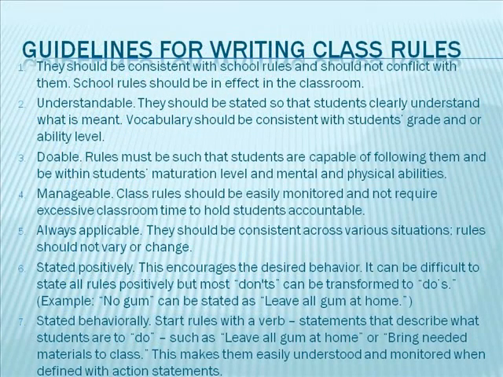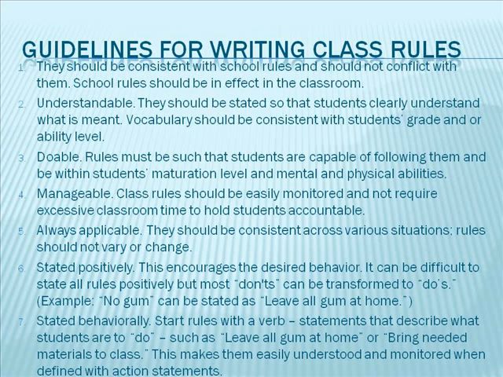Guidelines for writing class rules. 1. They should be consistent with school rules and should not conflict with them. School rules should be in effect in the classroom. 2. They should be understandable. Rules should be stated so that students clearly understand what is meant. This means that the vocabulary used should be consistent with the student grade level or ability level.